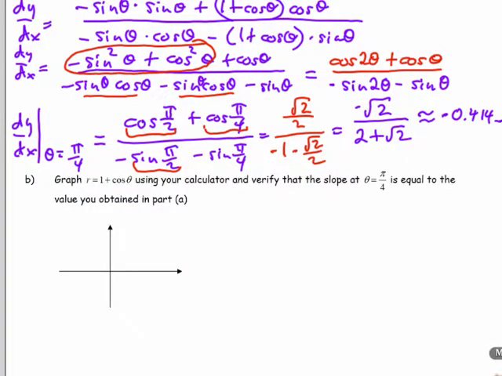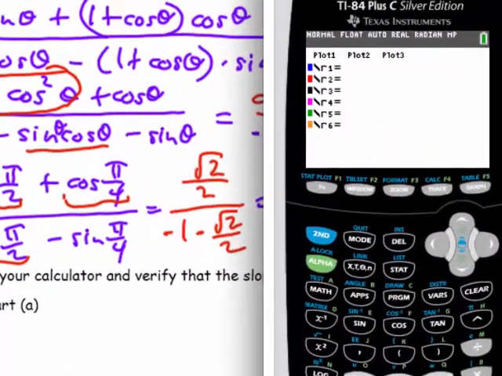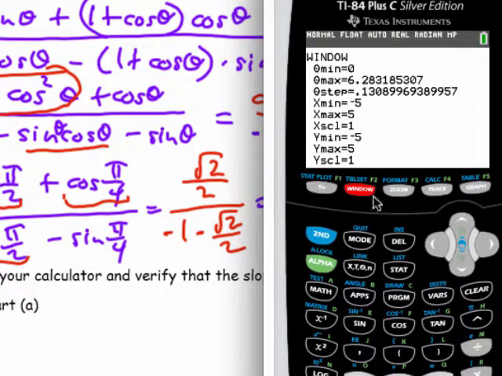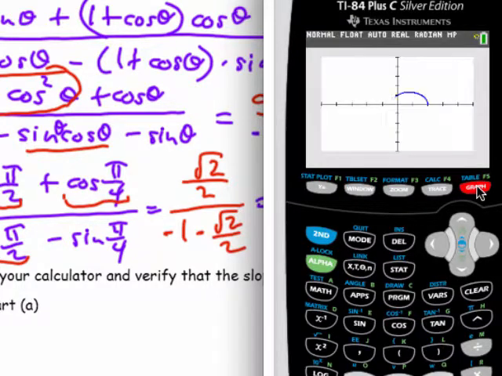Alright, so let's use our calculator to verify this answer. 1 plus cos theta gets entered. Got my window dimensions, 0 to 2 pi. Everything looks fine there. And we get what looks like a cardioid. Let's just trace it a bit to look at some of the main points.